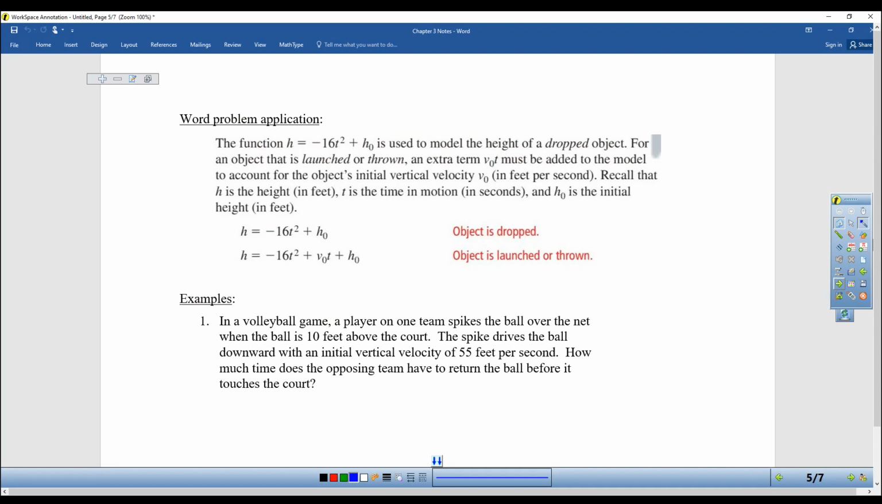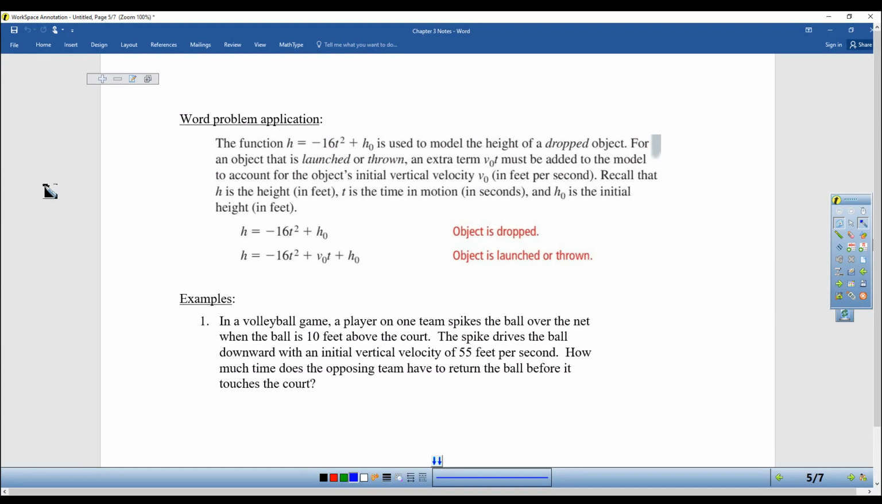Okay, we do have a couple word problems today to finish up. So the function h is equal to negative 16t squared plus h0 is used to model the height of a dropped object. This is not a made-up equation. This is a real physics equation. But for an object that is launched or thrown, an extra v sub 0 t term must be added to the model to account for the object's initial velocity.